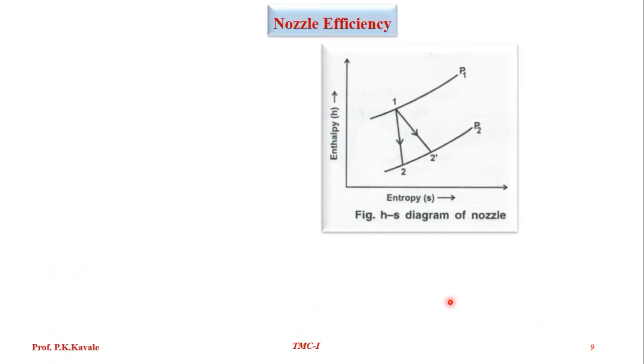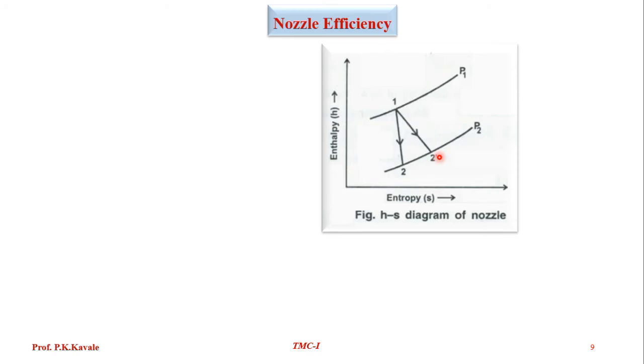Now consider a term called nozzle efficiency. This is the HS diagram, with the entry pressure and the exit pressure. 1 is the entry point, 2 is the exit. The straight line indicates the ideal theoretical process, known as isentropic flow. But actually, due to fluid friction, the process is diverted, and the exit is not 2 but becomes 2 dash.